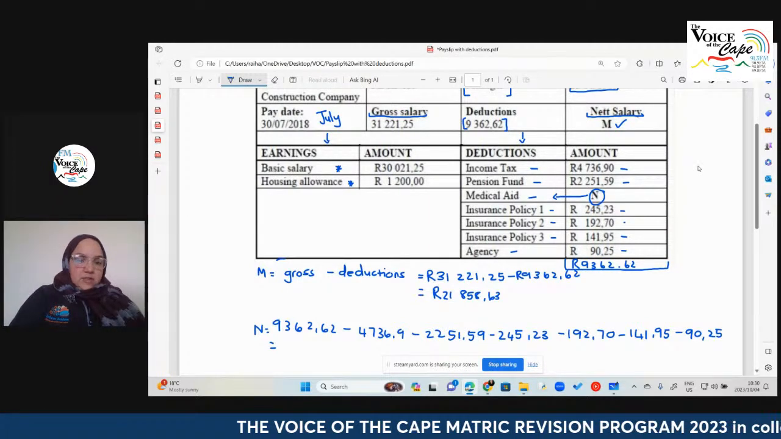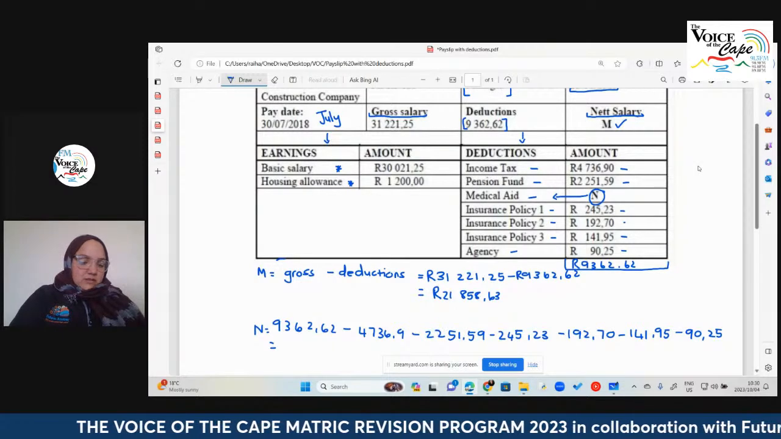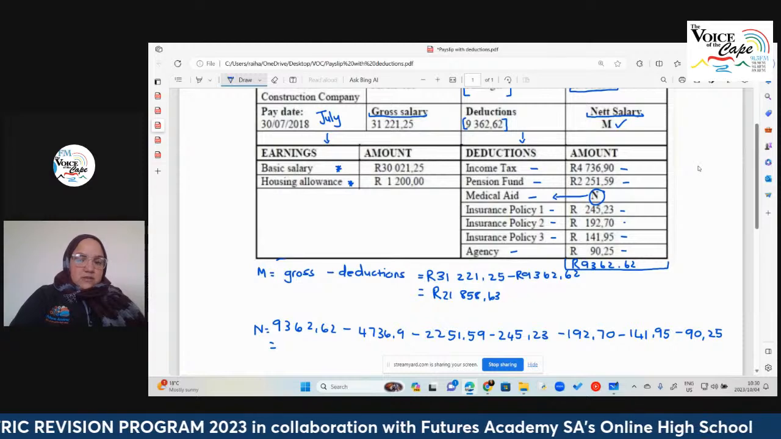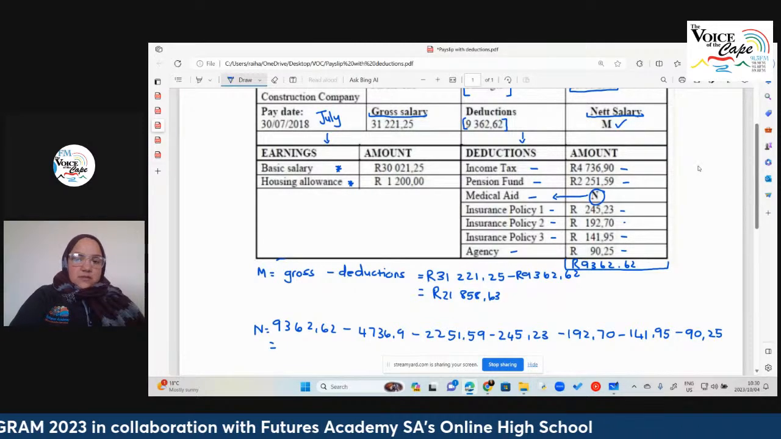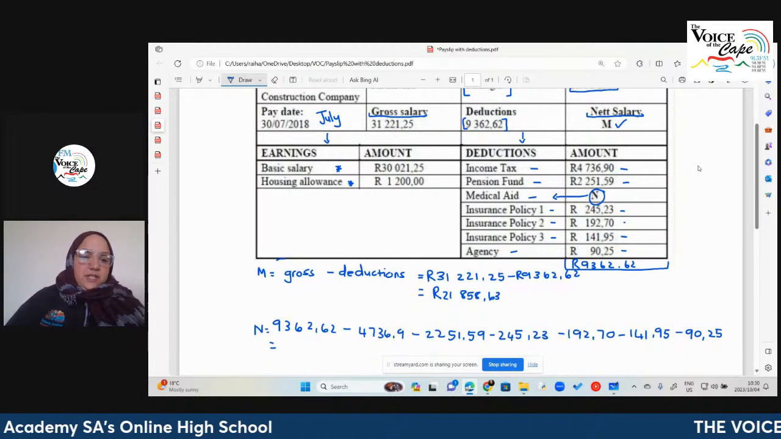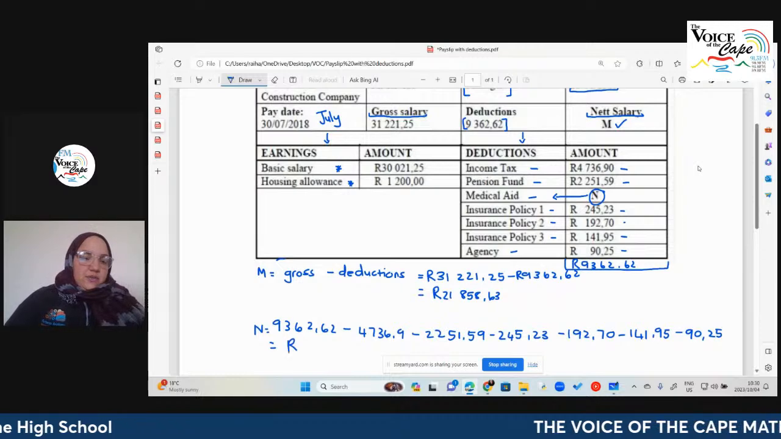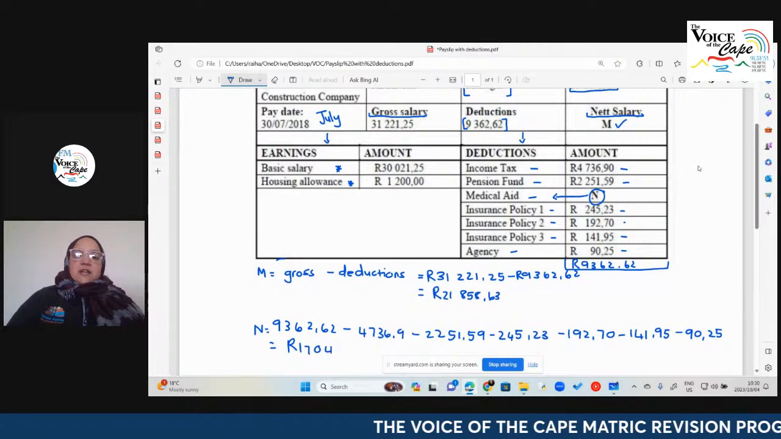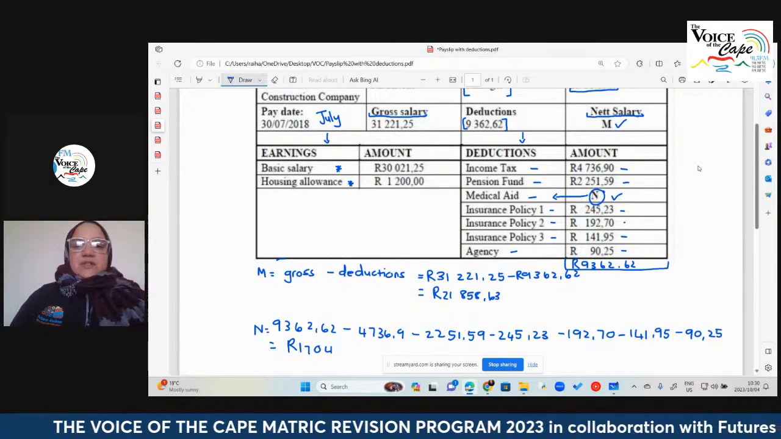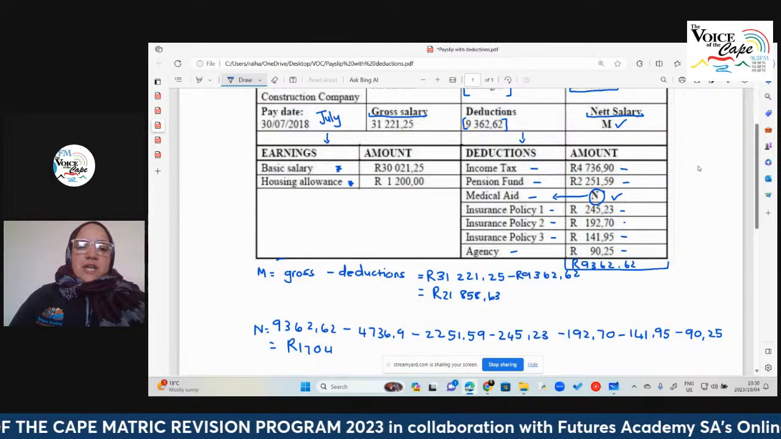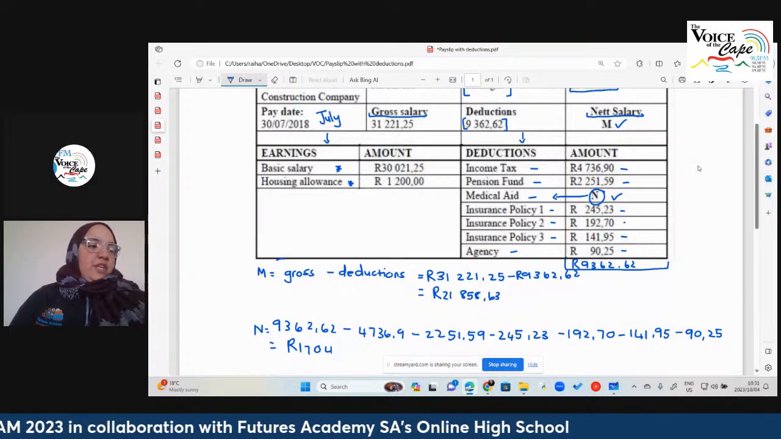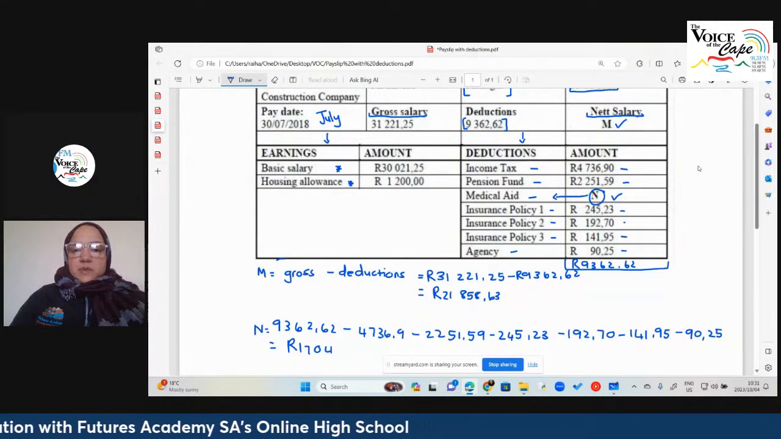9,362.62. Okay, and so the total there should be 1,704 Rand. And so that's what he pays for his medical aid every month. 1,704 Rand. That's just the type of calculations that you could get when you have a payslip.